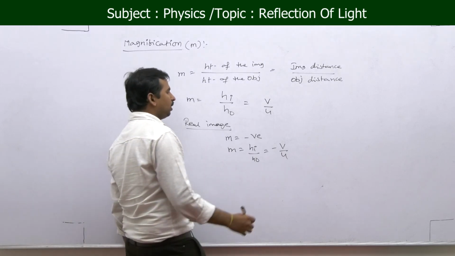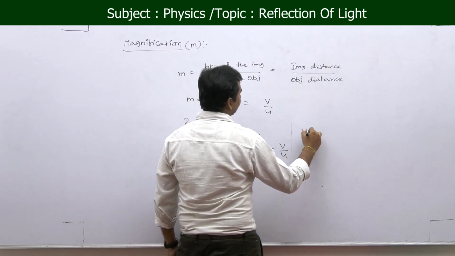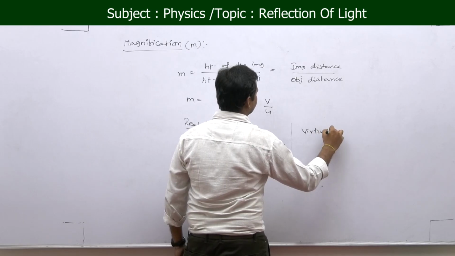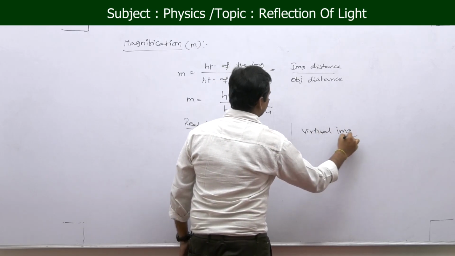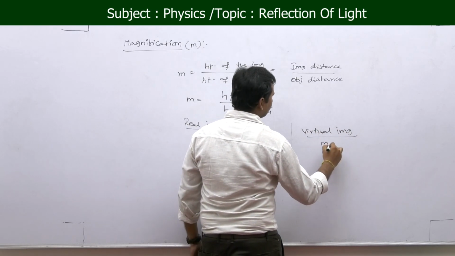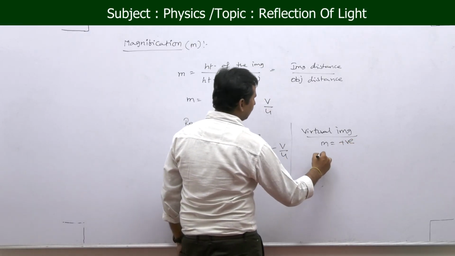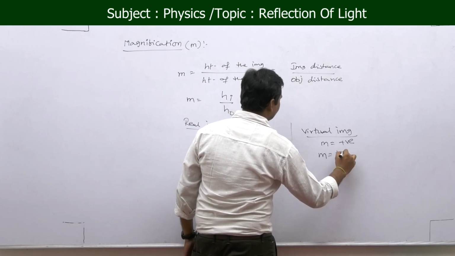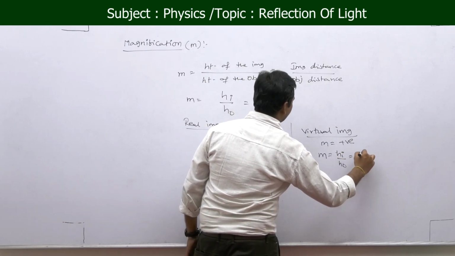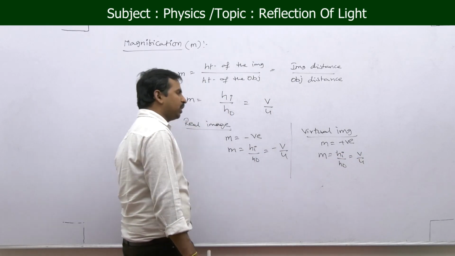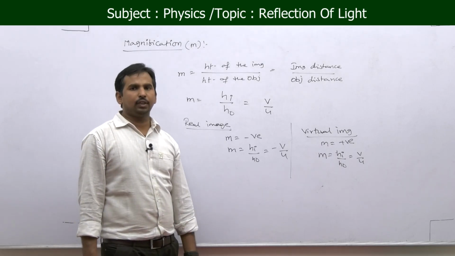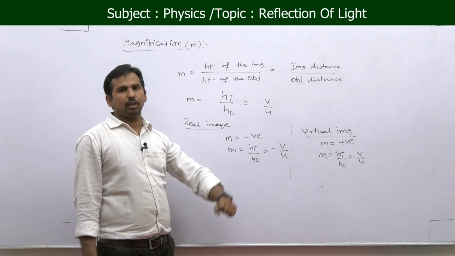Once it is a virtual image, then the magnification m is a positive value. So m is equal to height of the image by height of object, which is equal to minus of minus, and minus becomes plus, so m is equal to v by u.